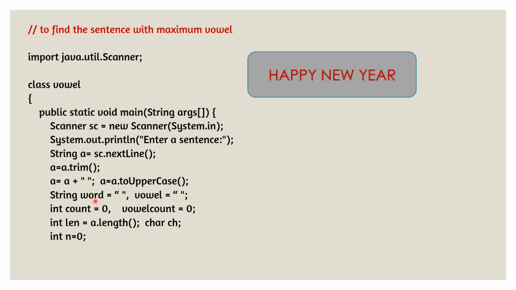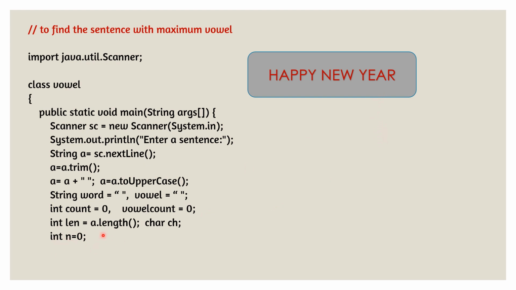And now we have declared 2 string variables, word and vowel. Word is for storing each word after extracting. For example, first happy will be stored, then new will be stored, and then year will be stored. And string vowel is for storing the particular word which has the maximum vowels. So in this sample example, the word year has the maximum vowels, so it will be stored here. And int count and vowel count, these are 2 integer variables. Count will store the number of vowels in each word, and vowel count will store the number of vowels of the particular word which has maximum vowels.